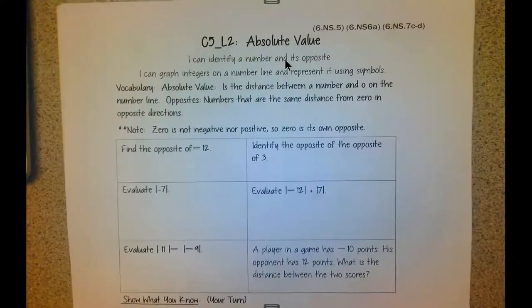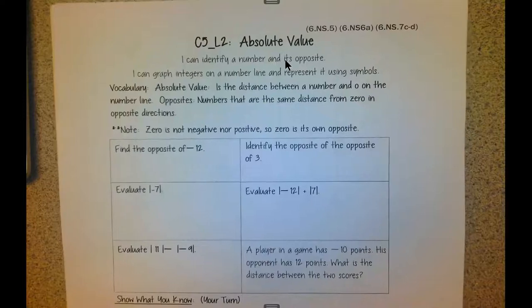Boys and girls, we are going to be working with absolute value today. We are going to be focusing on 6NS5, 6NS6A, and 6NS7, C through D. And we're going to extend this through Chapter 5.